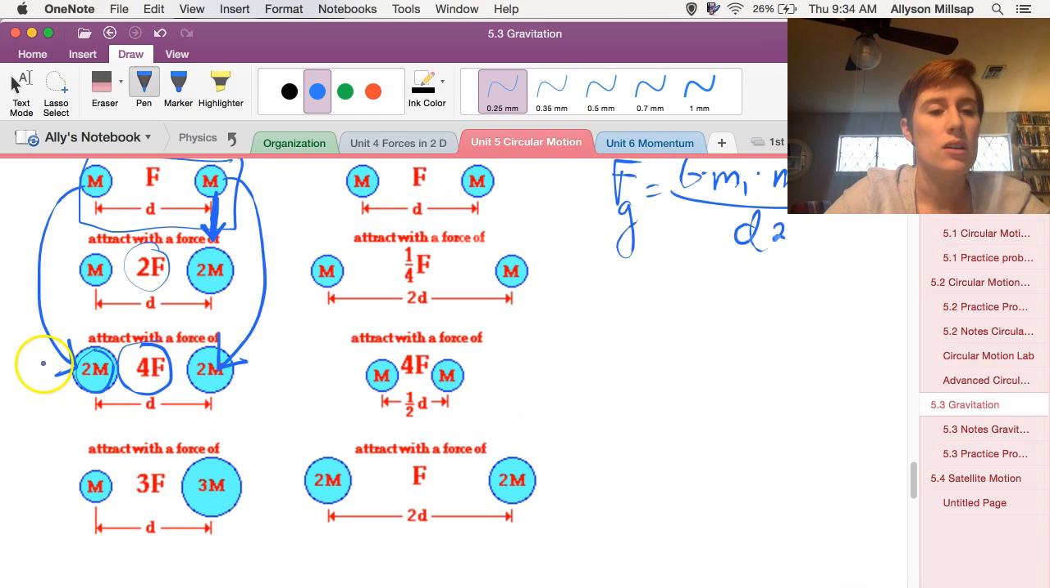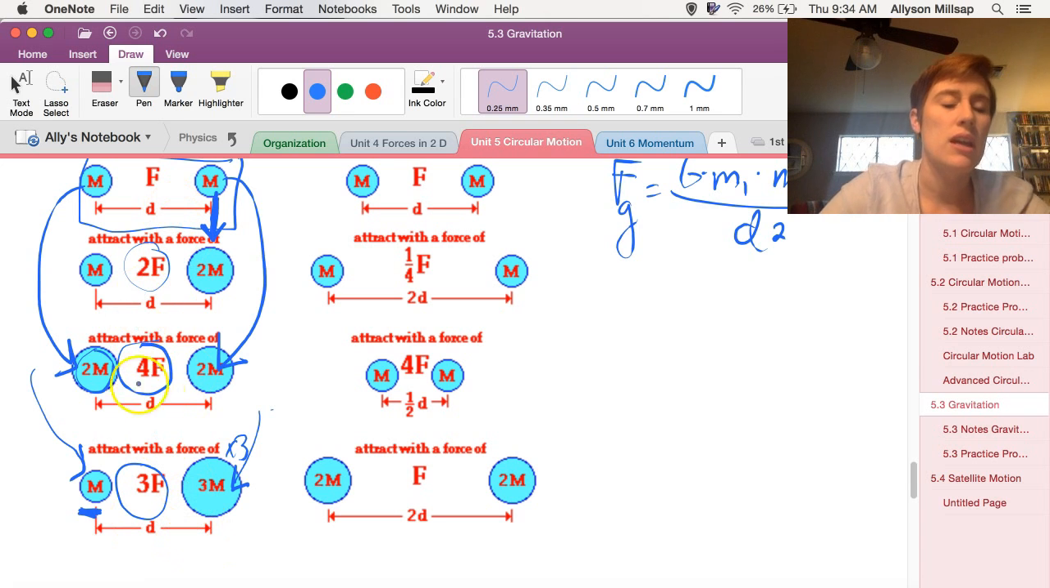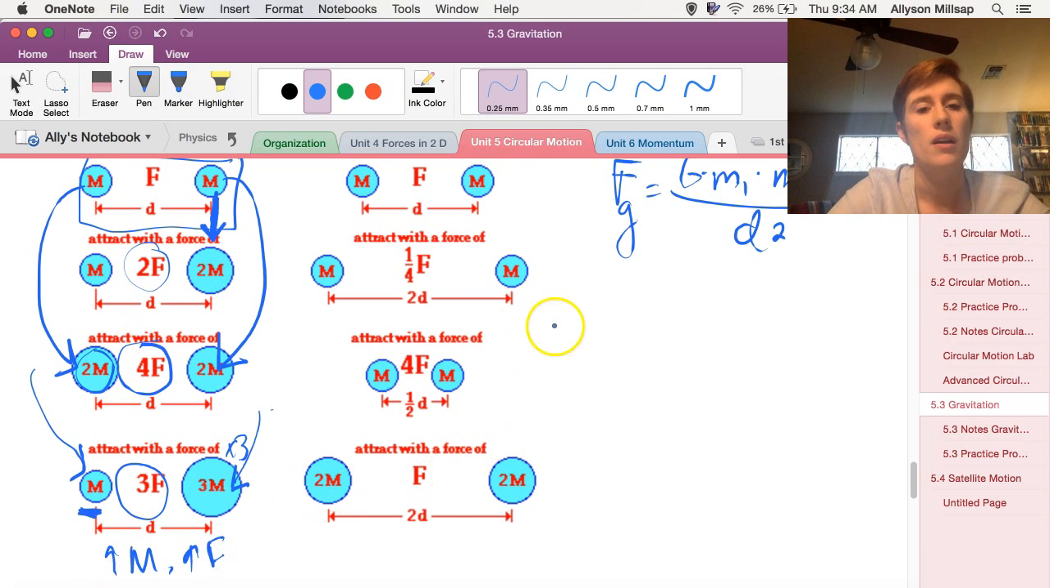Okay, here our mass is the same, and this mass triples, so our force triples. So increasing mass will increase force. Increasing mass will increase force, okay?